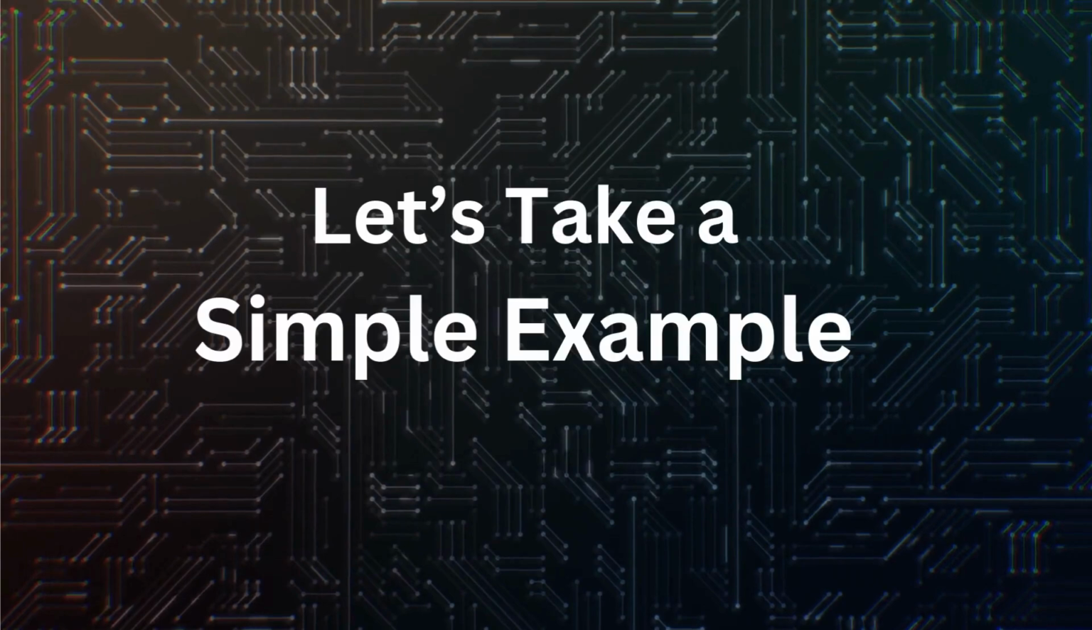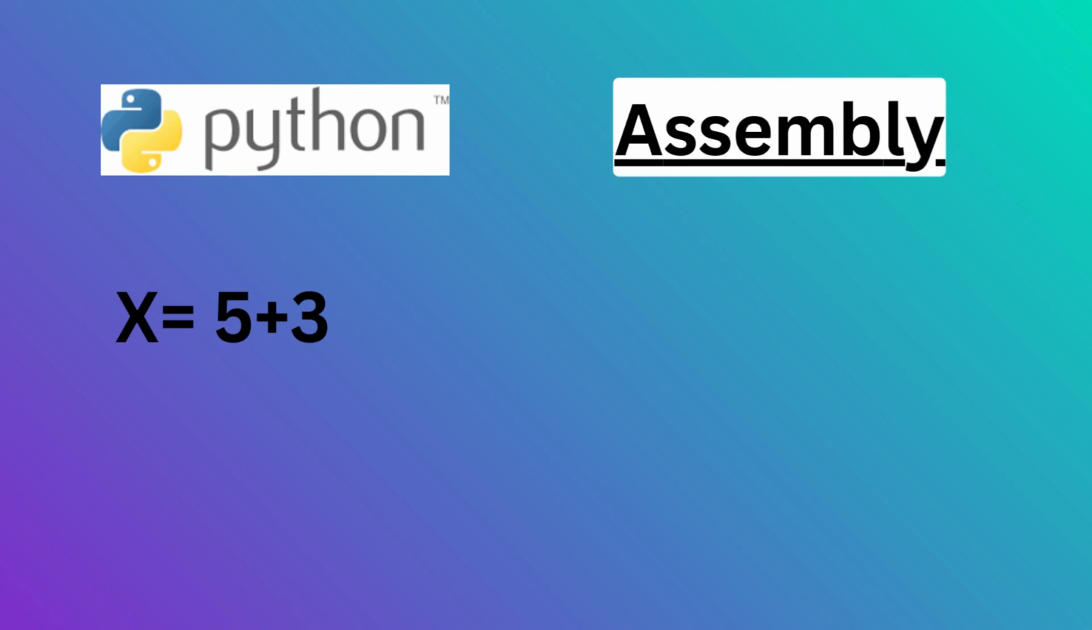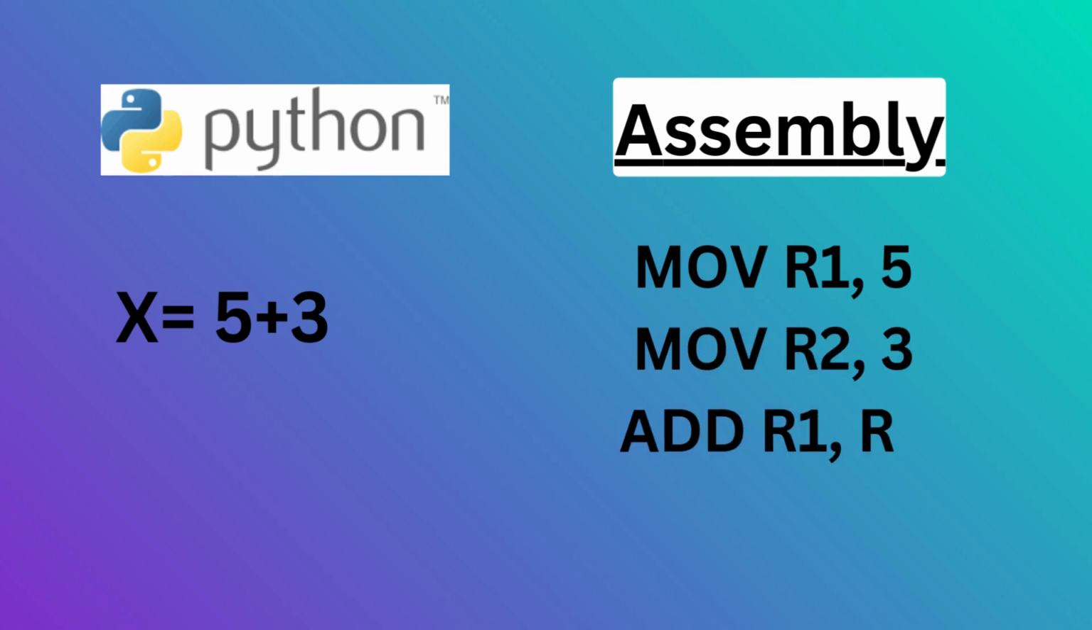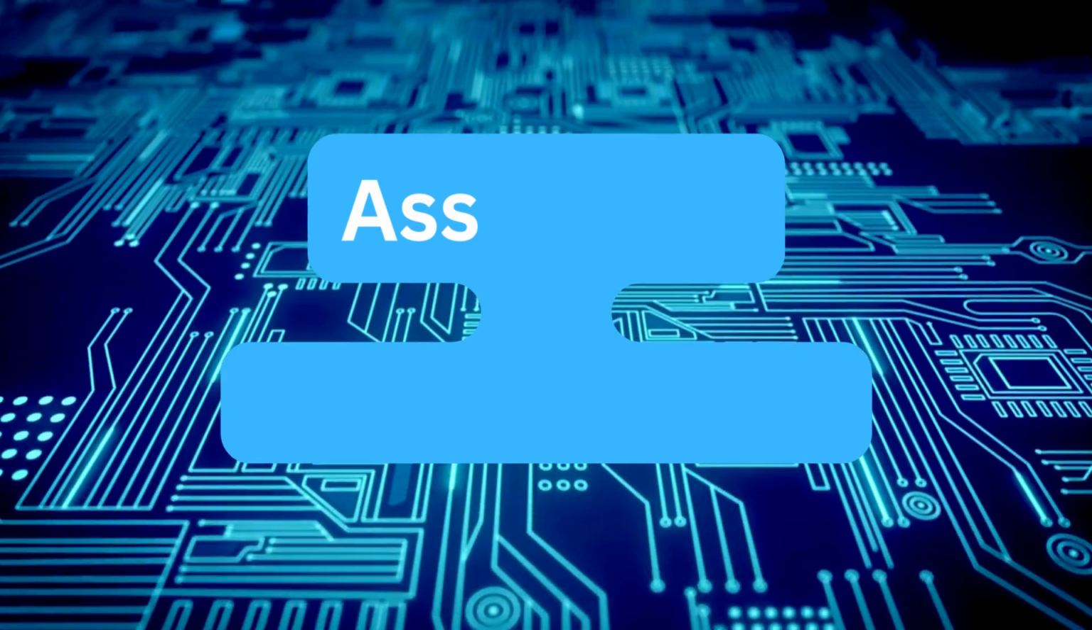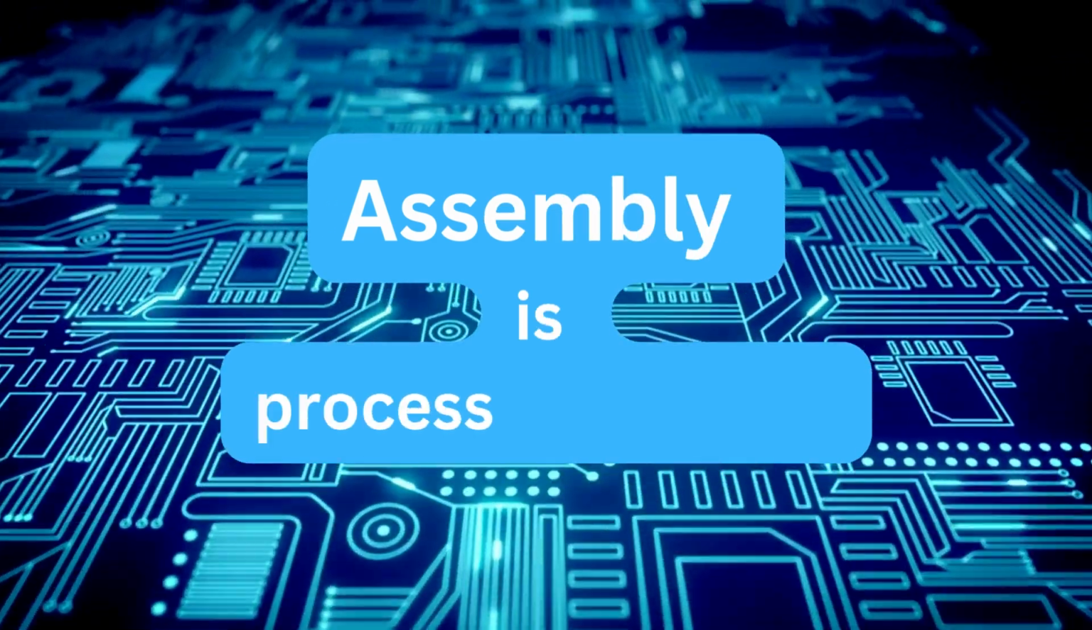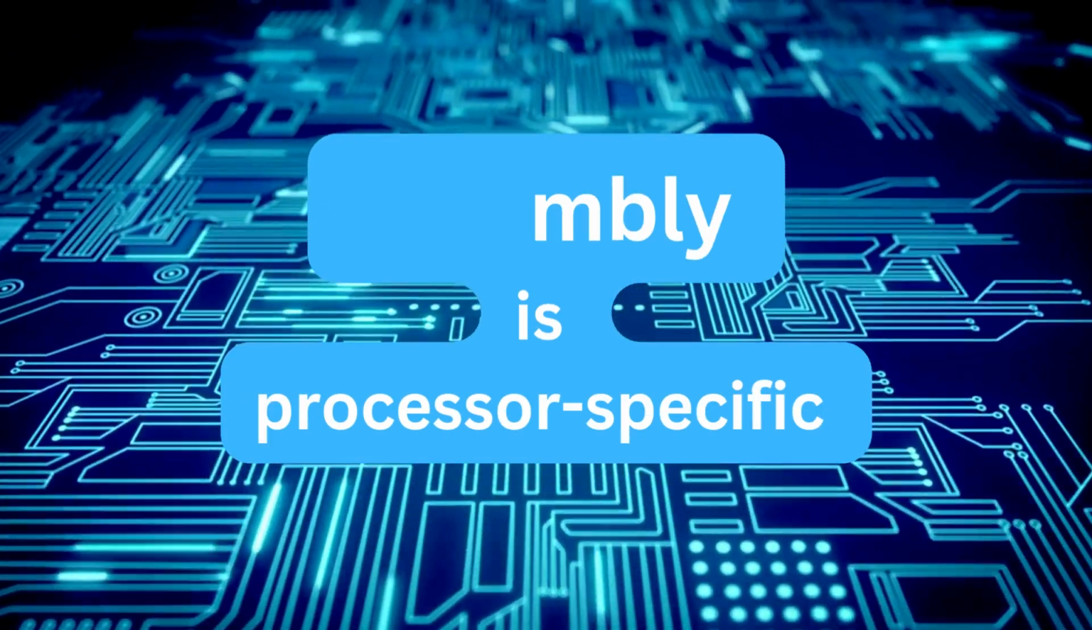Let's take a simple example. To add two numbers 5 and 3, in Python you write x = 5 + 3, but in assembly, MOV R1, 5. Put 5 in a register R1. MOV R2, 3. Put 3 in another register. ADD R1, R2. Add them. Yes, it is longer. But now you see step by step how the computer really thinks. And assembly is processor specific. Intel x86 code won't run on ARM without changes.